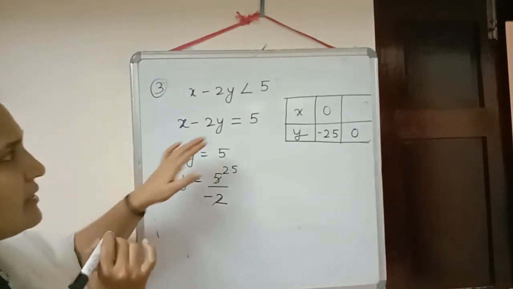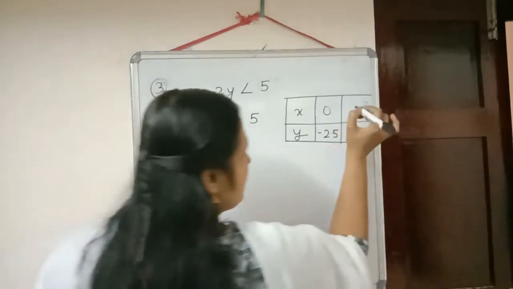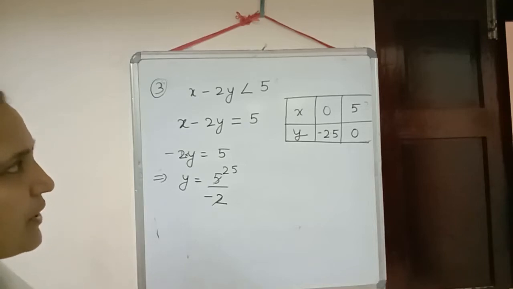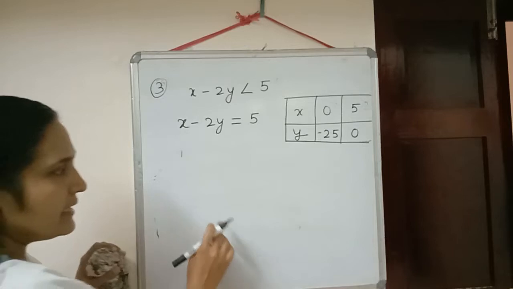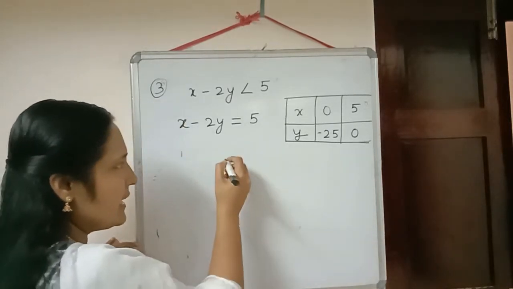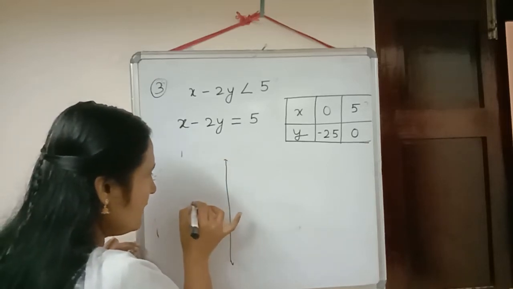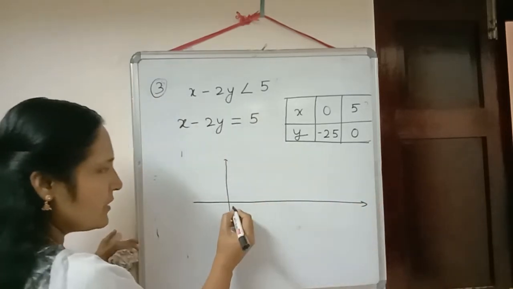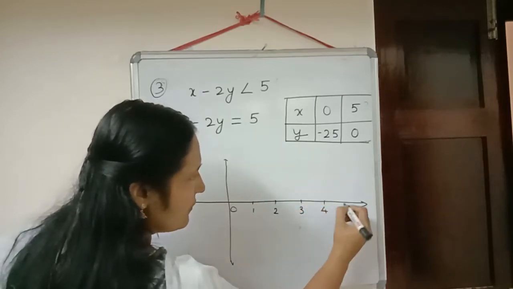Then if y is equal to 0, this expression will become 0. We will have x equal to 5. So we have the points 0 comma minus 2.5 and 5 comma 0. As you can check, on the x-axis we want till 5, and on the y-axis we want the negative side. Just to draw the graph accordingly, we need the points there. The negative side we don't want on the x-axis. So 0, 1, 2, 3, 4, 5.